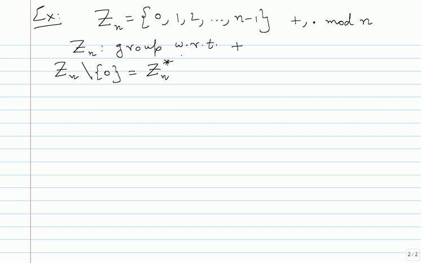Okay, can I say Zn star is a group with respect to dot? It appears to be associative. Yeah, it is associative. It appears to have an identity. What is the identity? 1 is the identity. But what it may not have is the inverse all the time. If n is prime, it will always have. So you need some further conditions. It turns out Zn star is a group with respect to dot if and only if n is prime.